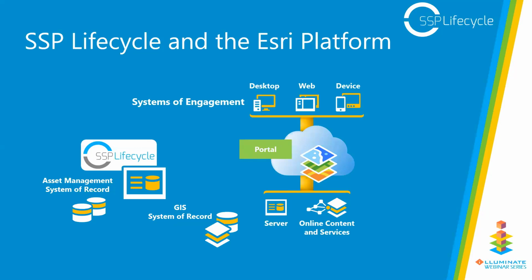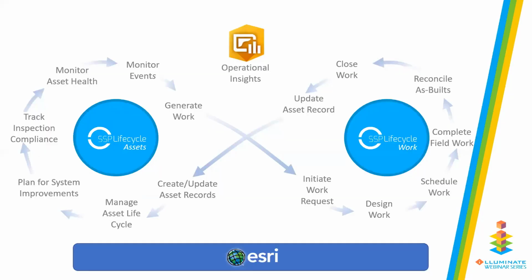So now, Lifecycle can help make asset and work management information available to enterprise users, and that information can be visualized using Portal web maps and the operations dashboard. And using Esri mobile tools and partner tools like SSP MIMS, you can maintain your GIS and asset records and use those to drive preventative maintenance plans. In fact, you can enable that entire asset infinity loop using this sort of pattern.